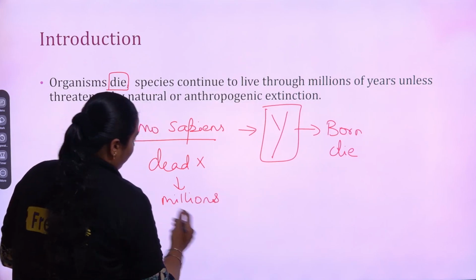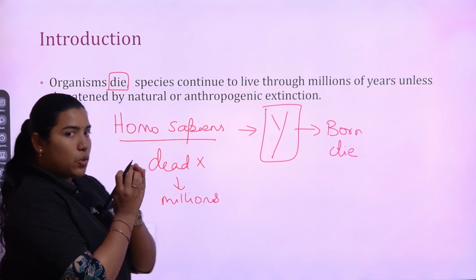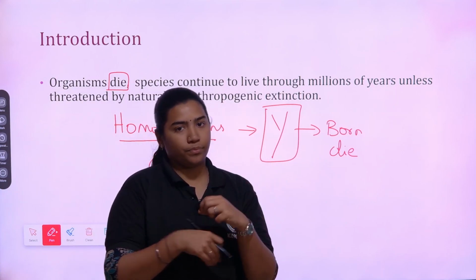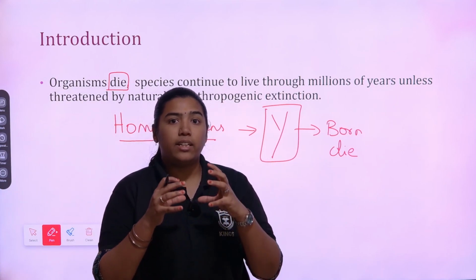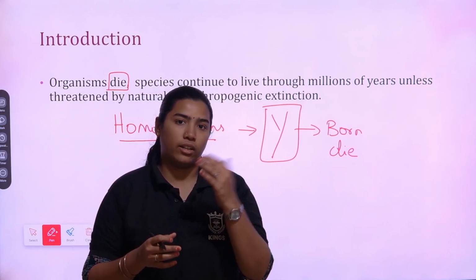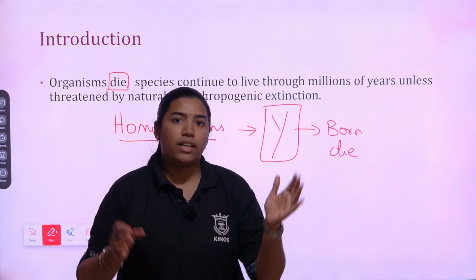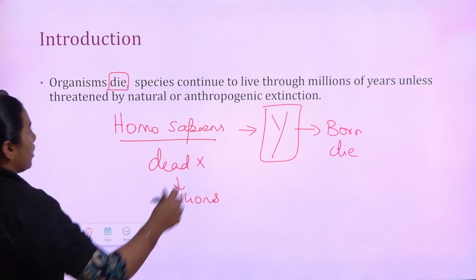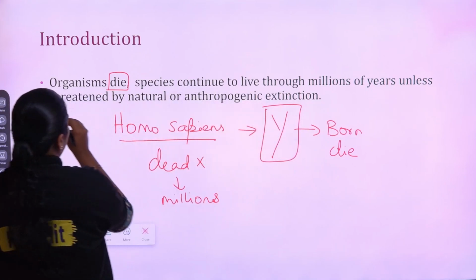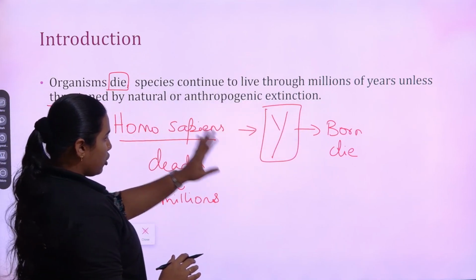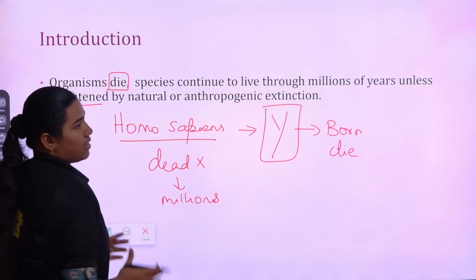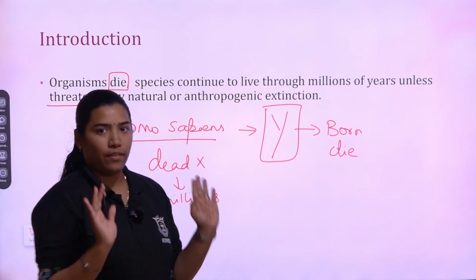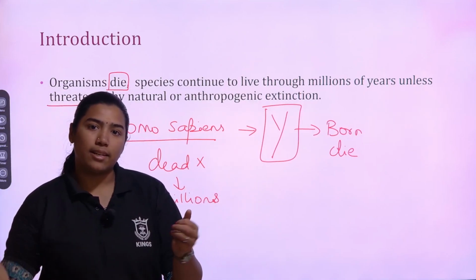Millions of years. So an individual organism can be born and can undergo death, but a species cannot be born or undergo death in a single generation. It requires a multitude of generations. So we'll study through millions of years, unless threatened. As long as you do not disturb this, just like Newton's first law of motion, what does it say? Everything remains as such unless disturbed by an external force.